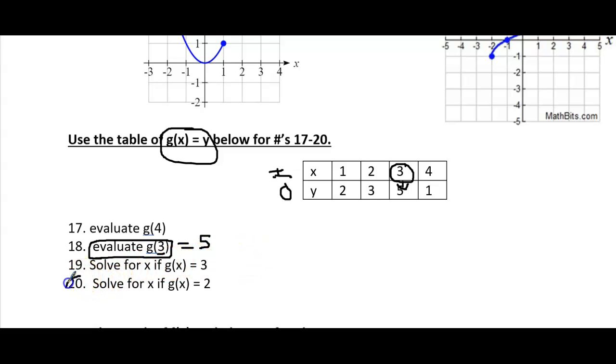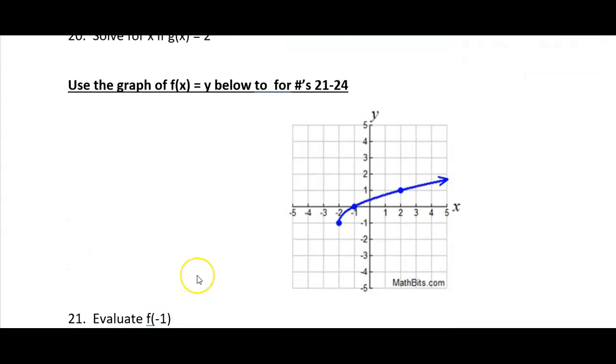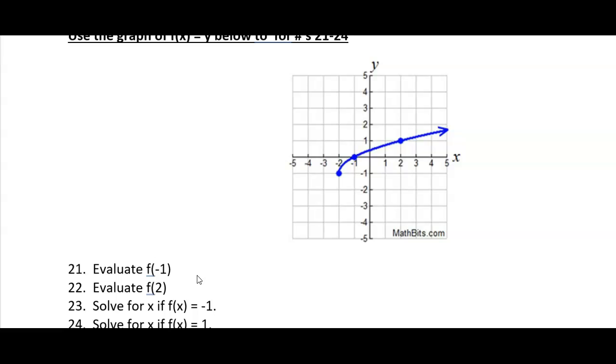Now for number 20, it's different. They didn't give me the number in parentheses. They're leaving that as x, and they want us to find x. They're giving me the number outside the parentheses. Now up here you can see that's the y value. So this time I'm going to look for where y equals 2. That's right here. And the x value that goes with that is 1. So in this case, x would equal 1. That's how you evaluate and solve with tables. Let's go ahead and do some solving and evaluating with a graph now.